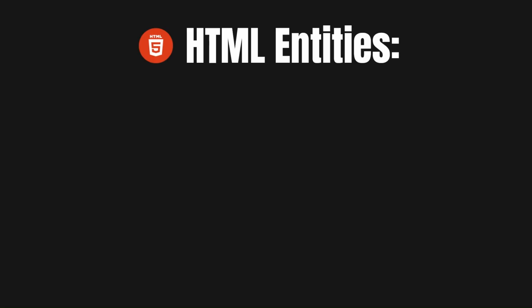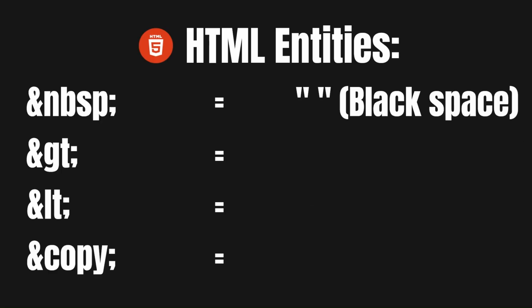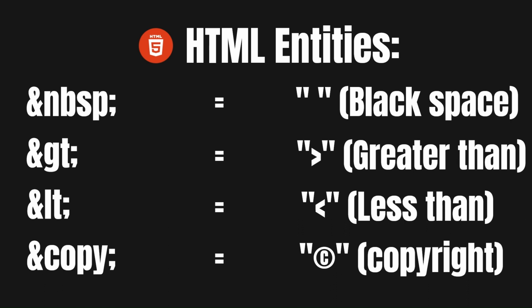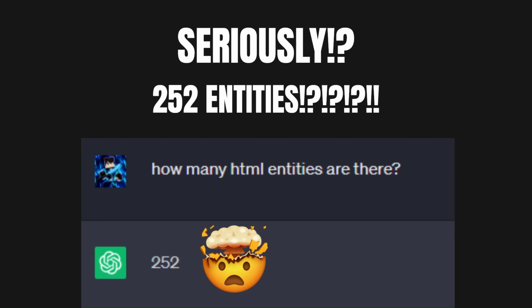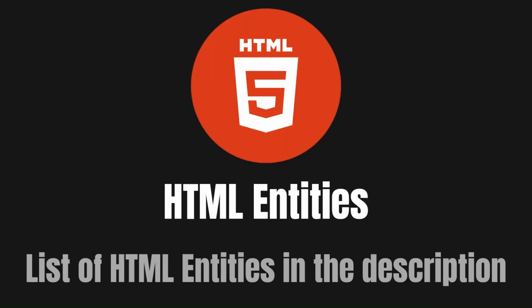HTML entities are special codes that are used to represent reserved characters, symbols, and special characters within our document. There are seriously a lot of HTML entities, and if you want to take a look at them, you can click the link in the description.